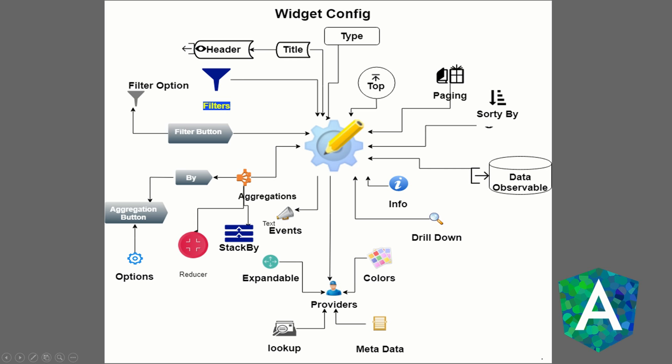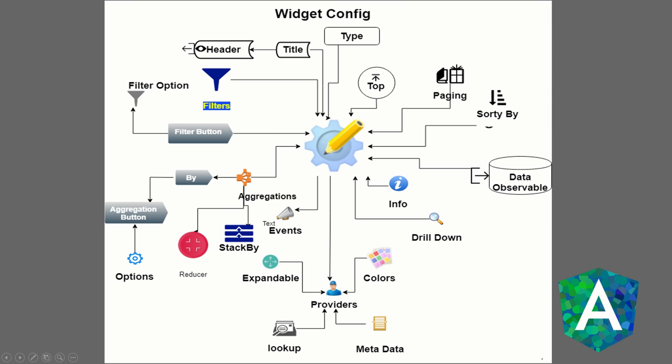We can provide an aggregation by. If it's a single widget, we can say a string value, or we can provide aggregation buttons over here. We have the reducers in the stack by. We have the providers that give us the ability to do the lookup services to search, or the colors, consistency stuff, or metadata for the tooltip to show.